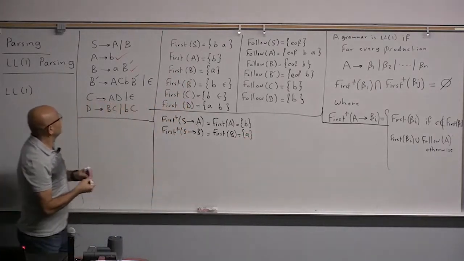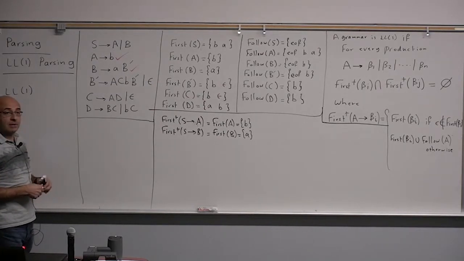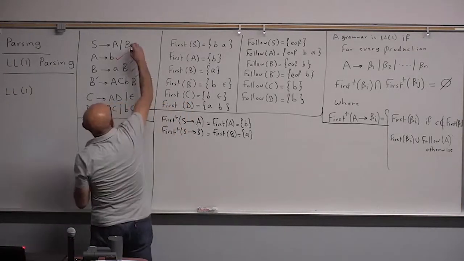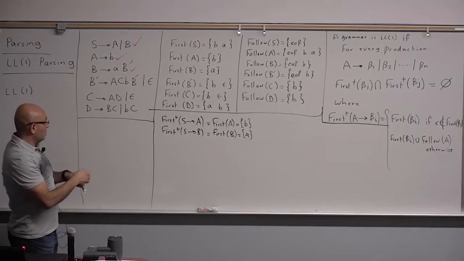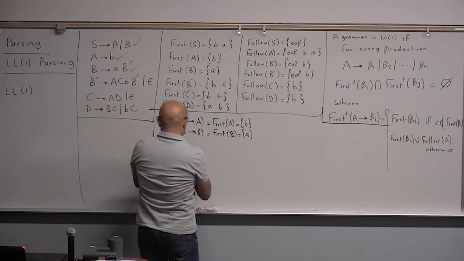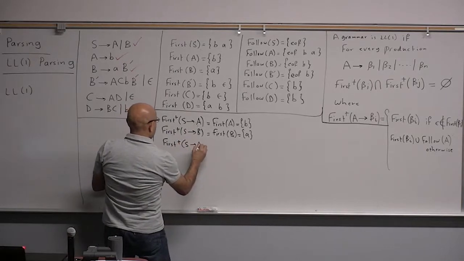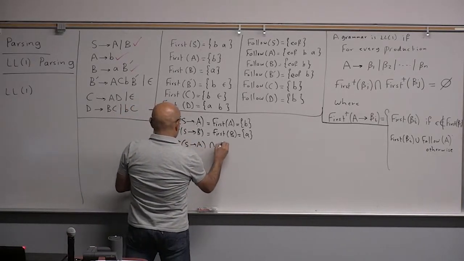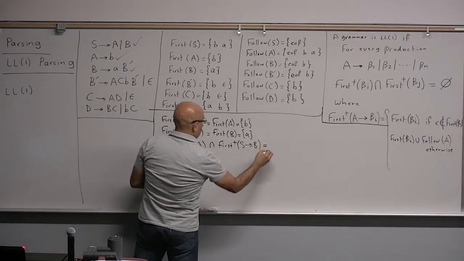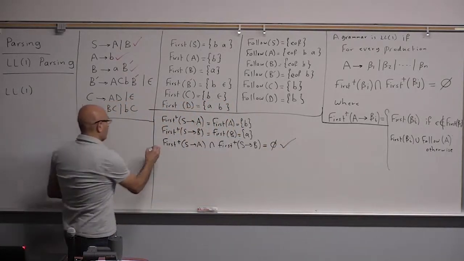So what does this mean? What do we conclude from this? They are disjoint, so this is good. This production is good, because first plus, the intersection of these two, first plus of S→A intersected with first plus of S→B, is phi, which means good. Okay, so we have checked one.